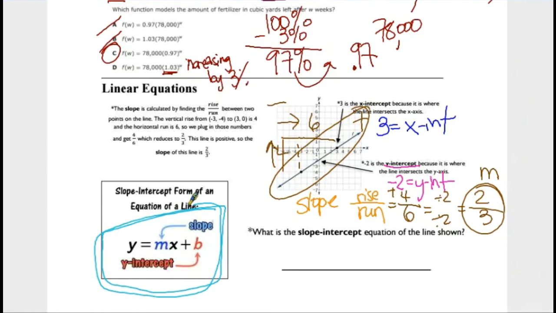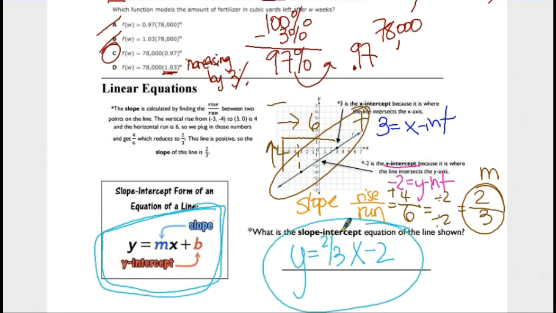And it says, what is the slope-intercept equation of the line shown? Well, y and x are going to stay no matter what. So I'm just going to go ahead and plug those in. And we got our slope was 2/3. And our b, it tells us b is the y-intercept. Our y-intercept was -2, so I'm just plugging in -2. So this is the equation of the line.